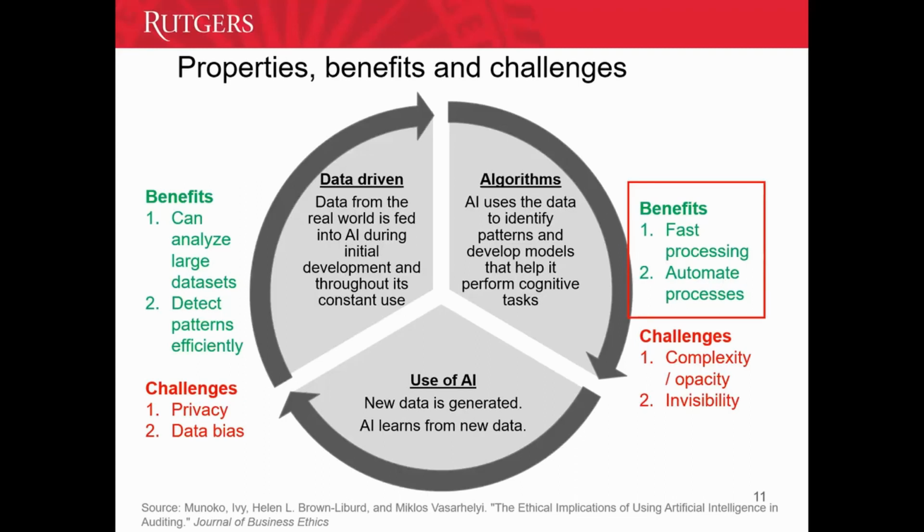Now looking at the algorithms part of it, artificial intelligence can analyze data and then generate patterns or models that it can use to perform its tasks. One of the benefits here is that it can do so very quickly. The rate at which AI systems perform their tasks based on the models they've developed is much faster than human beings. That makes artificial intelligence a very strong candidate for automating a lot of business processes, and we'll talk about some of these processes in subsequent slides.